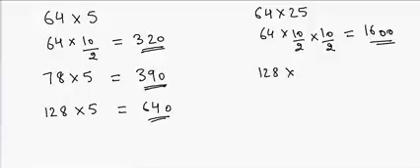Again, if I have 128 and want to multiply by 25, in that case it will be equal to half of 128 is 64, and half of 64 is 32, it's 3200.